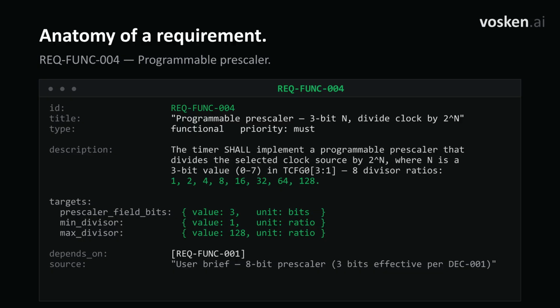Every requirement is structured with a unique ID, title, type, priority, and description using the mandatory IEEE shall language. Quantified targets and traceability links back to the source are also recorded.